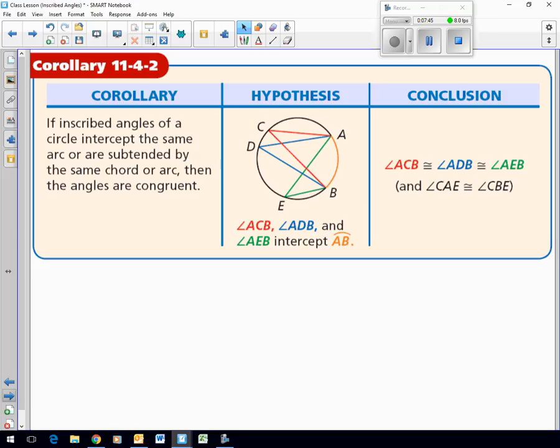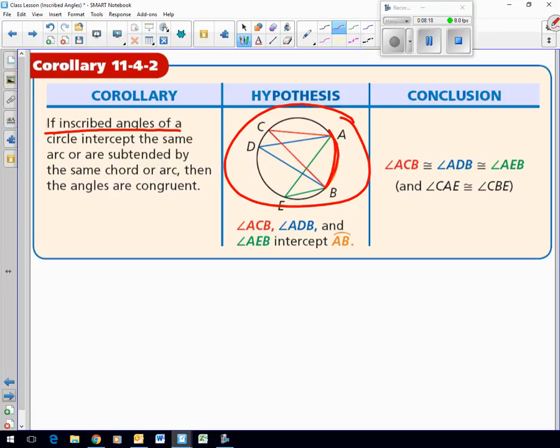If inscribed angles of a circle intercept the same arc or are subtended by the same chord or arc, then the angles are congruent. You know what? You don't even need to write that down. Let's just look at this real quick. What you want to look for is what I call the parent arc. When I say the parent arc, here's what I mean.